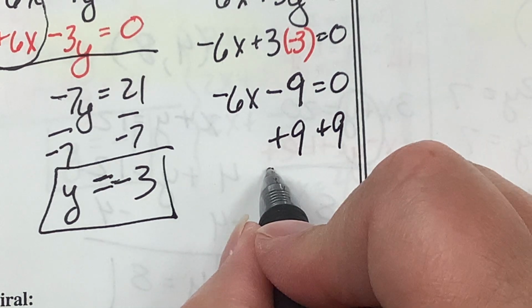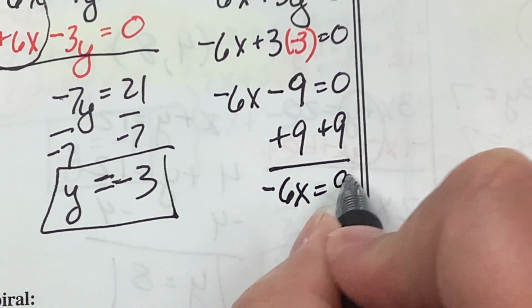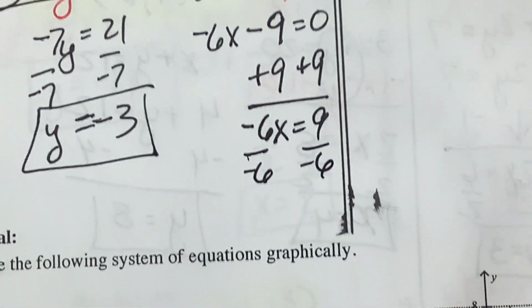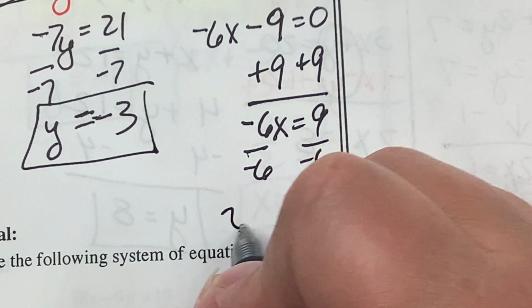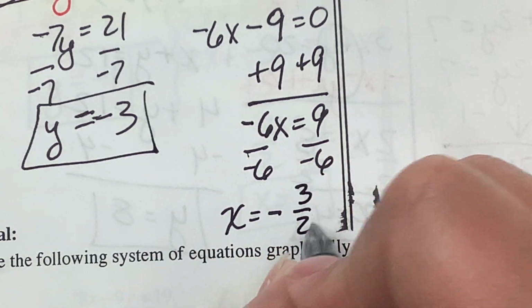This is going to be a fraction. Don't be mad at me. Negative 6x equals 9. Divide by negative 6. And you get, sadly, x equals negative 3 over 2.